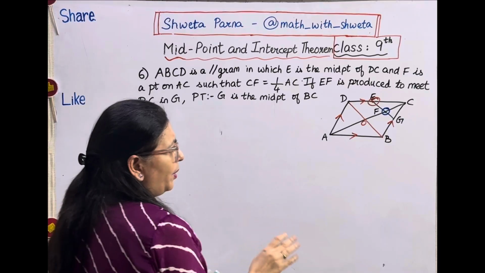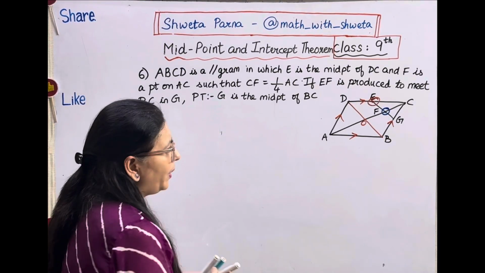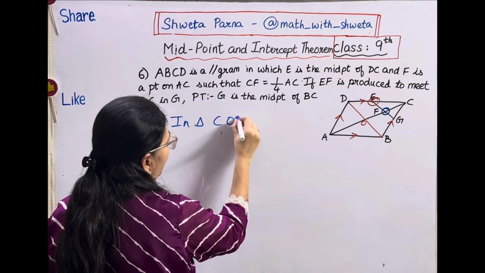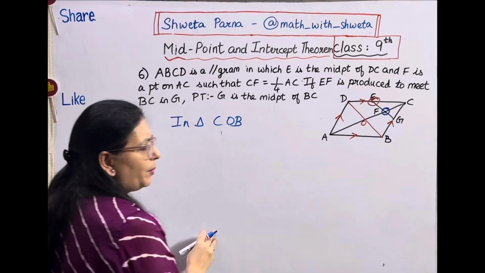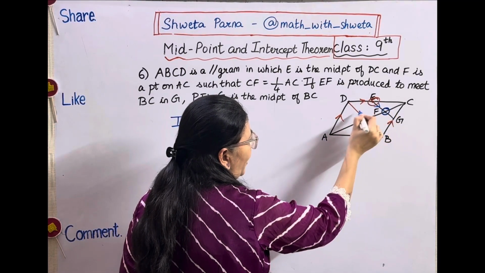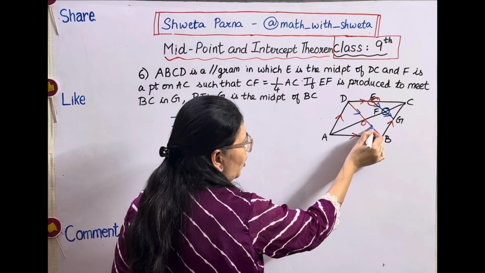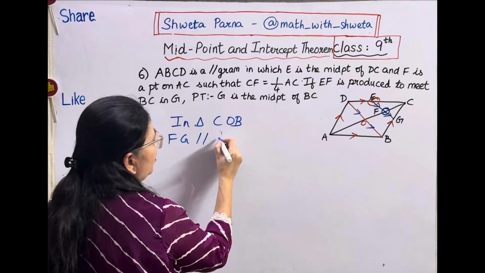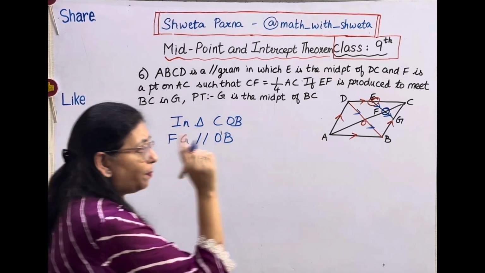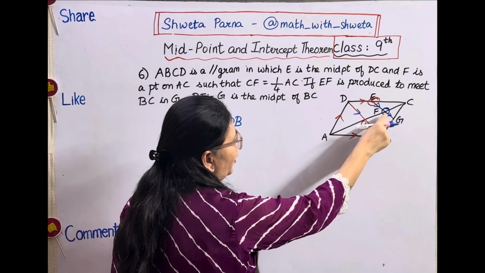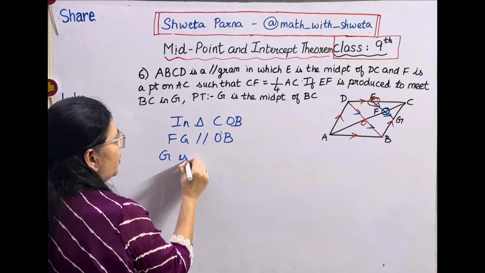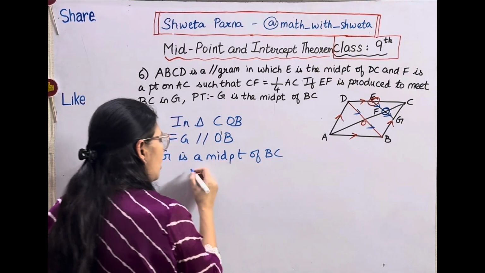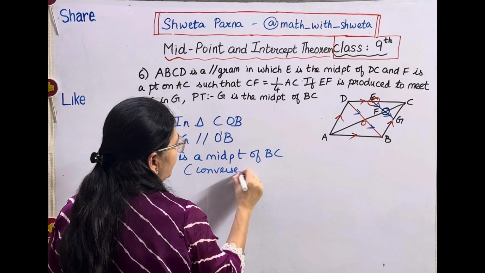Okay. Now F is a midpoint and EF is parallel to BD. So in triangle COB, F is a midpoint. Now if this line is parallel to this line, that means this line will also be parallel to this. Correct? That means FG is also parallel to OB. Now, if it is parallel plus one midpoint is given to you, that means G is a midpoint too, right? G is a midpoint of BC. And what is the reason? Converse of midpoint theorem.